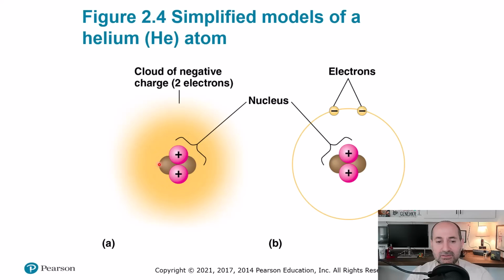The protons and the neutrons are massive. They're in the center of the atom. However, the electrons are tiny, but they take up so much space. So let me explain how this works.